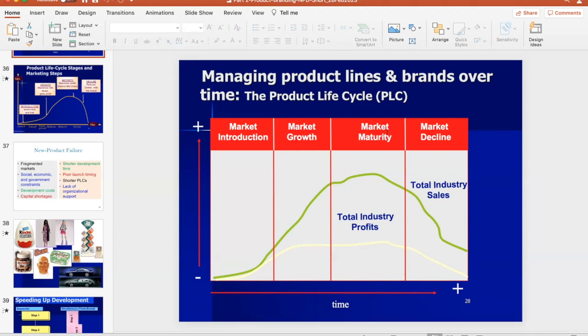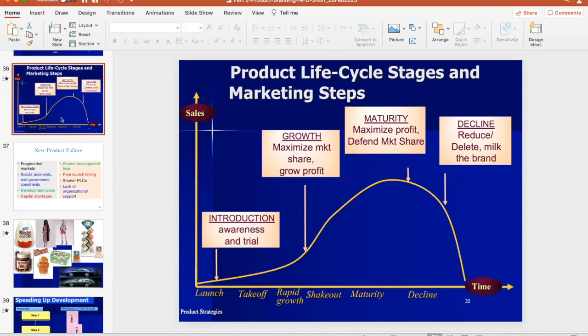The idea is that in each one of these cycles, you will have different strategies and different sets of activities for the different products. For the introduction, you'll focus more on getting people to know about the product. In the growth stage, you'll try to build some market share, versus in the maturity, you'll try to defend this market share. And at the end, in the decline stage, you will remove the product.